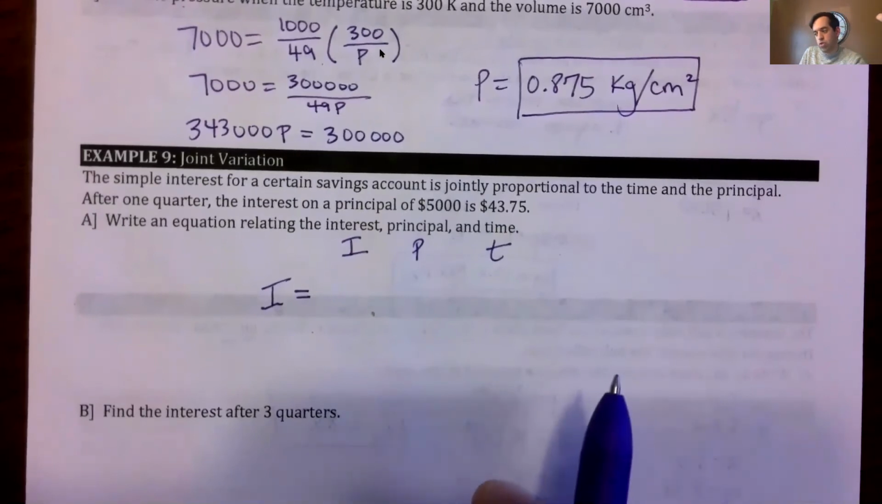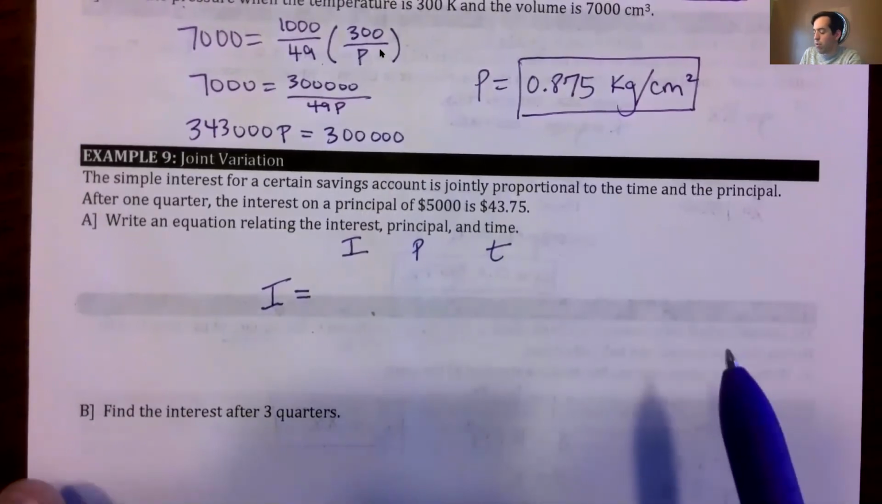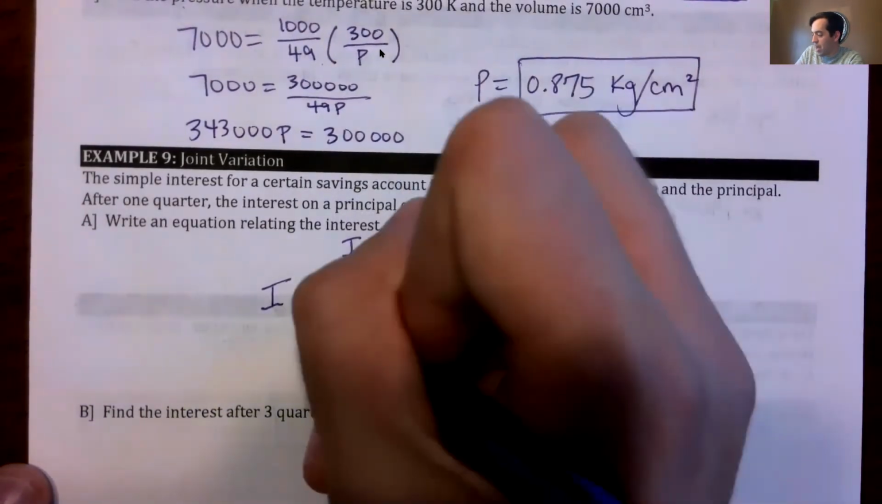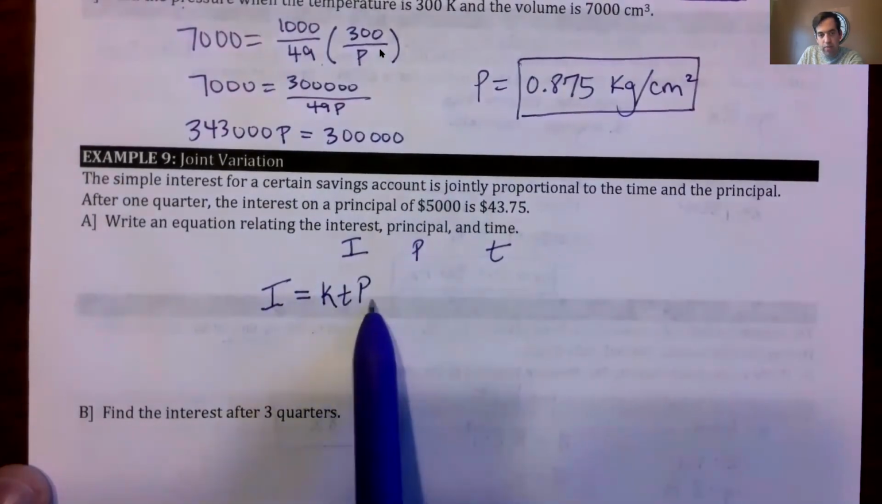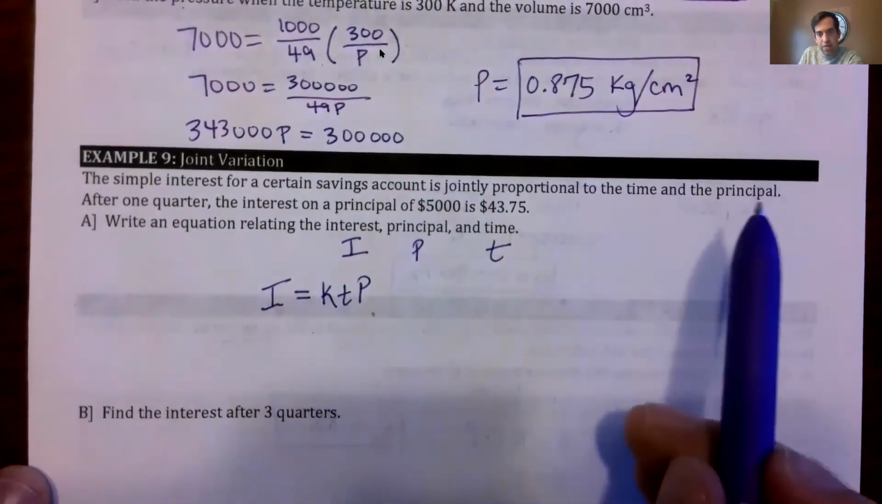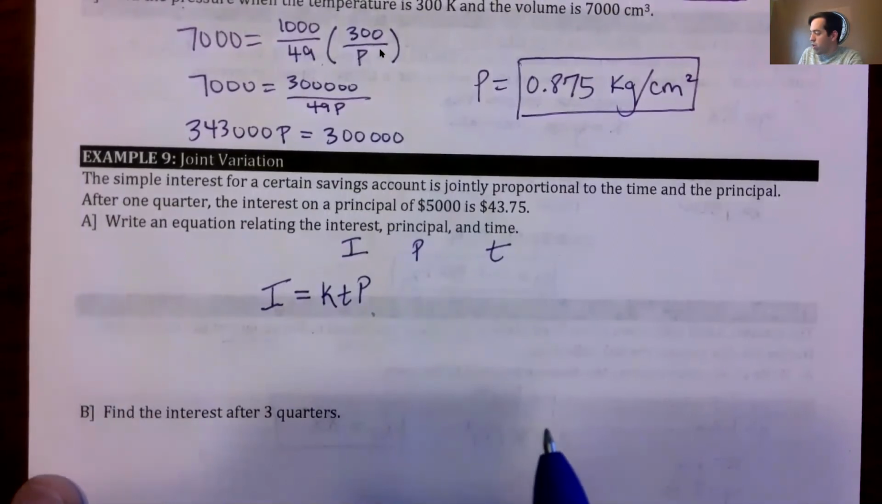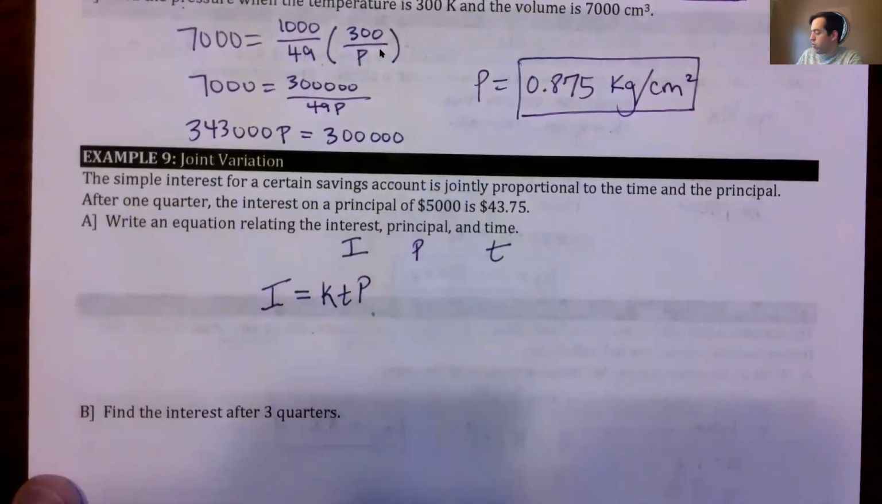it's jointly proportional to the time and the principal. Now, jointly proportional, if we don't have a specific reference to direct or inverse variation, jointly proportional means direct, and we would multiply everything. So it's going to be K T P. We multiply everything together. If it said anything about inverse being in this mix, then we would divide by that part. But it didn't. We assume everything is direct. We multiply it together like this. So we have our equation. Again, we have after 1 quarter, the interest on a principal of $5,000 is $43.75.